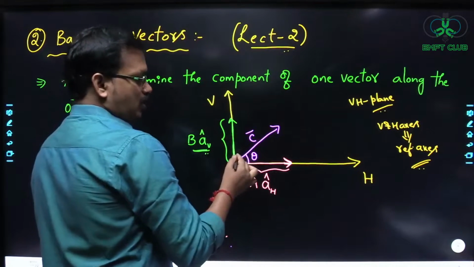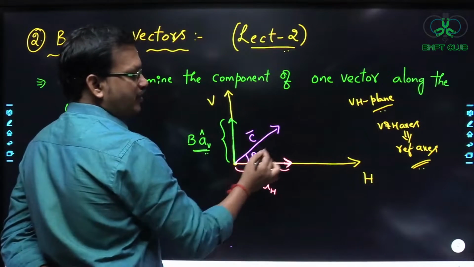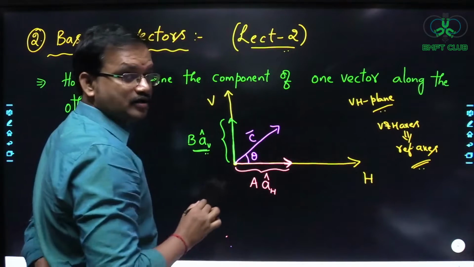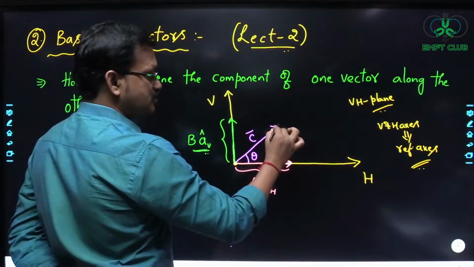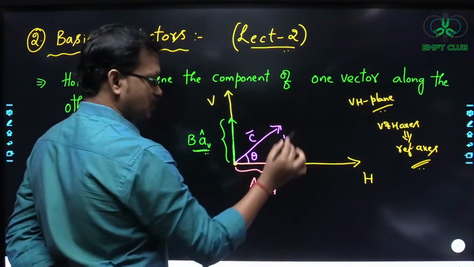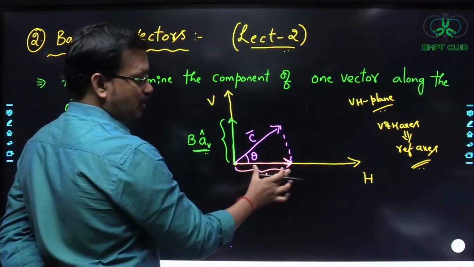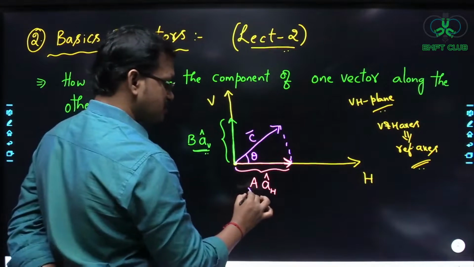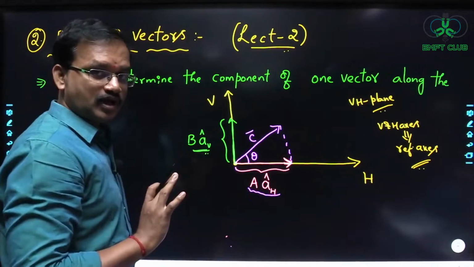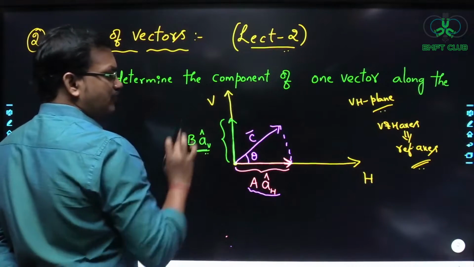Okay. So now you have to find out the component of C bar along the horizontal axis. How to find it? Just drop your normal from the head of C bar onto the horizontal axis. Understood? Then the distance from here to here will give you the component of C bar along the horizontal axis. So here, the component of C bar along the horizontal axis is nothing but A into AH cap.